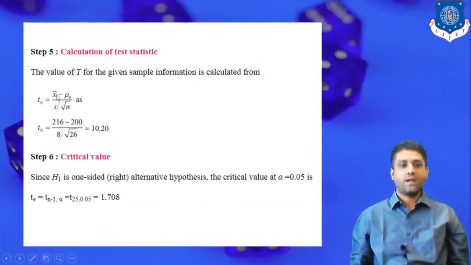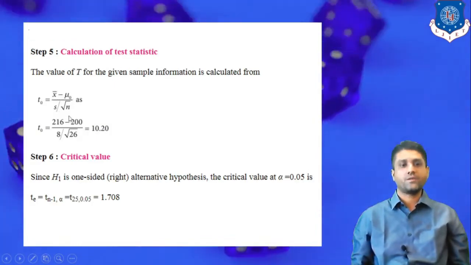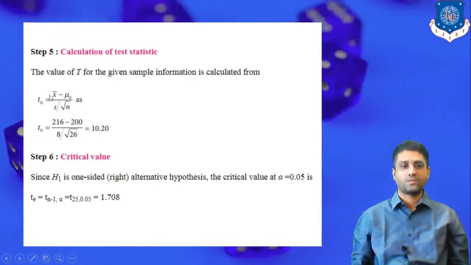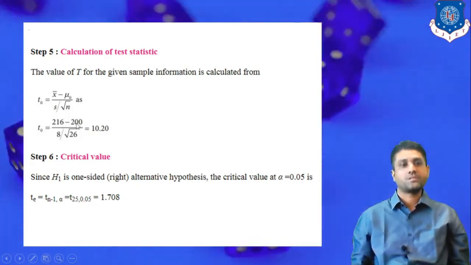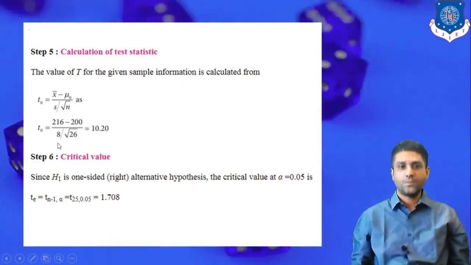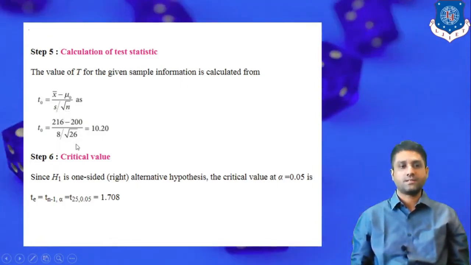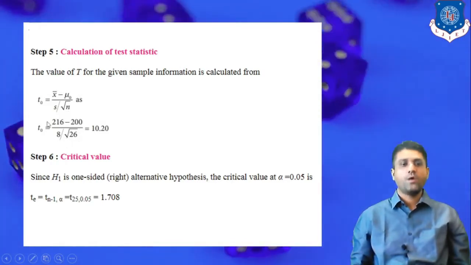So next our aim is to calculate the value of x bar, that is the sample mean. Now the population mean is given in the question. The sample mean is also given in the question, along with the standard deviation and the total number of observations. So the sample mean is 206, the population mean is 200, the standard deviation is 8, and the total number of observations is 26. By solving this we get the calculated value of the t statistic as 10.20.